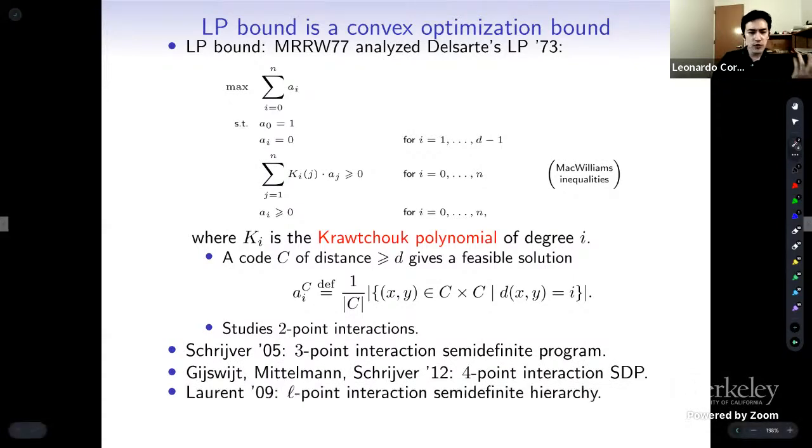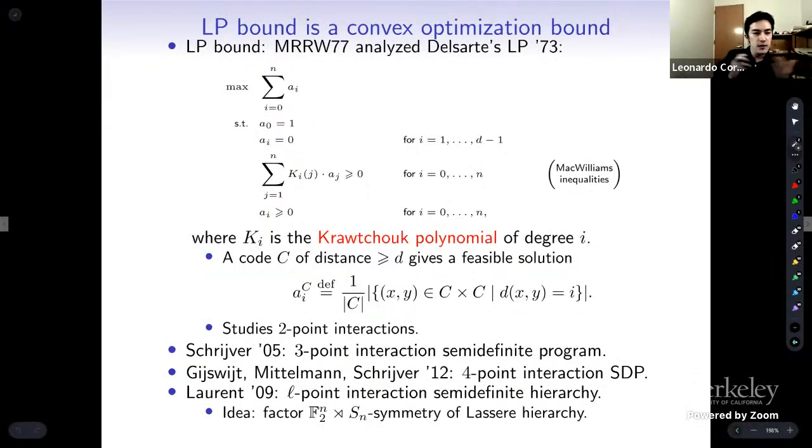And more generally, Loyfer observed that you can do an L-point interaction semi-definite hierarchy by noticing that there's a very natural independence number of a graph problem associated to this. And for that, you have what's called the Lasserre hierarchy. Now, granted, the underlying graph is exponential size. So if you just use the Lasserre hierarchy naively, you're going to have an exponential size program, which is pretty bad. But if you factor in the symmetry, because there's a lot of symmetry inherited from the Hamming cube, you actually get something that, at least at constant levels, is polynomial size.